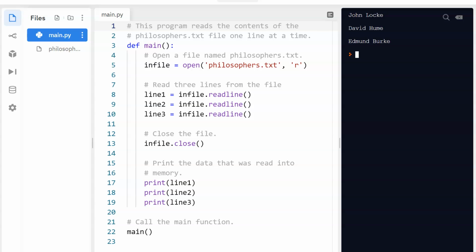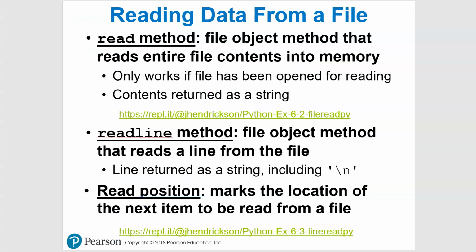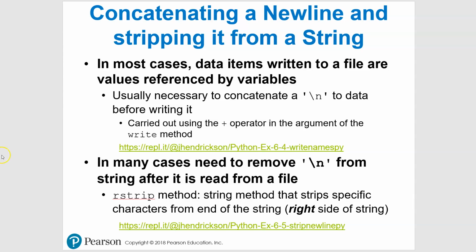Okay. So now that we're done with that, let's talk about what we might do down here with concatenating a newline and stripping it from a string. When we're writing data items to a file, we're using the \n to separate our items out. You saw that a couple minutes ago, right? So we're using that, but if we want to use the write operator, we're using a variable perhaps. Let's take a look at this one, and you'll see how this works.